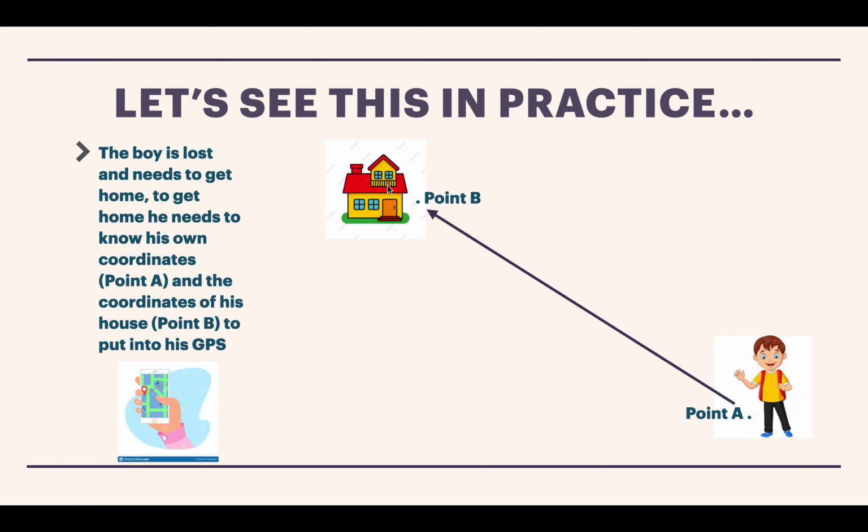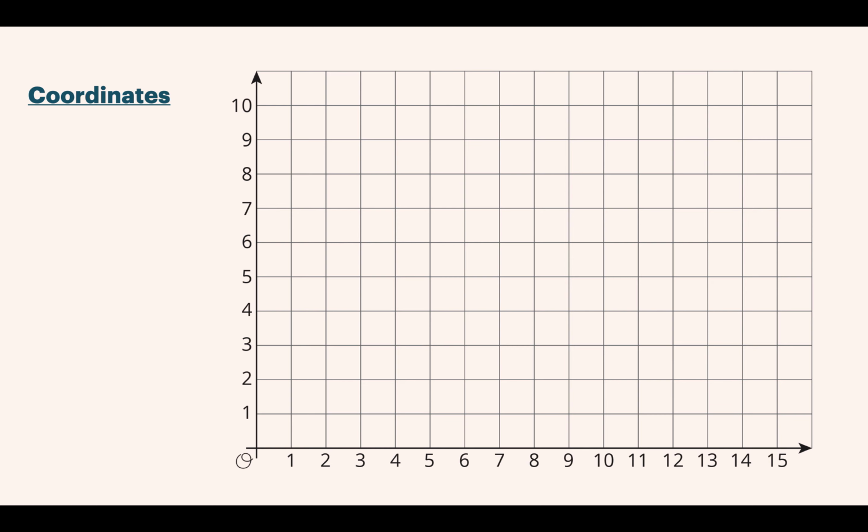So the first thing we're going to do is get ourselves a coordinate grid. We've got a nice big grid here, and we can see our x-axis and our y-axis. Now let's see where the boy is and where his house is in correlation to the grid. So now it's making a bit more sense. We've got the boy down here and he needs to get home. The first thing we're going to do, remember, is find point A. So let's have a look. What are the coordinates of the boy? I'm going to give you a second.